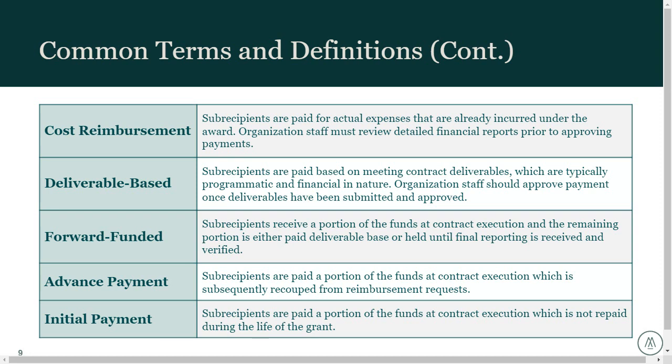With that, organization staff should be reviewing detailed financial reports, whether that's at a line item or category level. Requiring some level of backup is always a best practice, and then approving for payment.